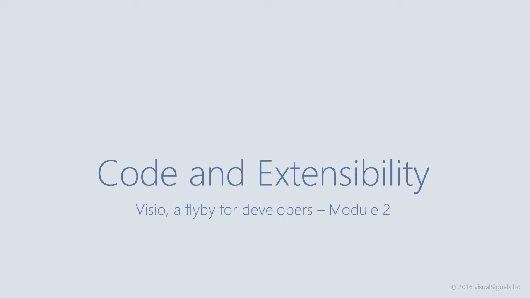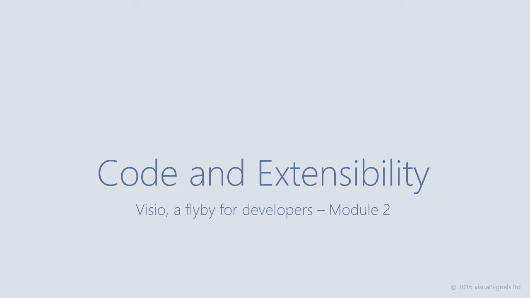Hi, my name is John Goldsmith, and this is the second and final part of a short course on Visio for developers. If you've not watched the first module, I'd really encourage you to do that, as it covers a lot of the structure and functionality that you'll be writing code against in this module.